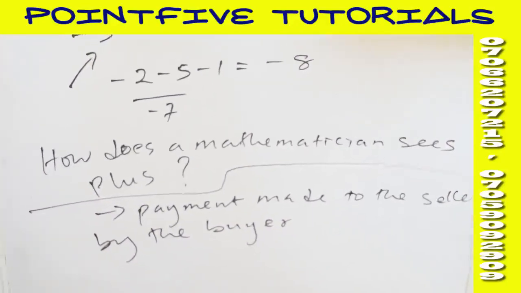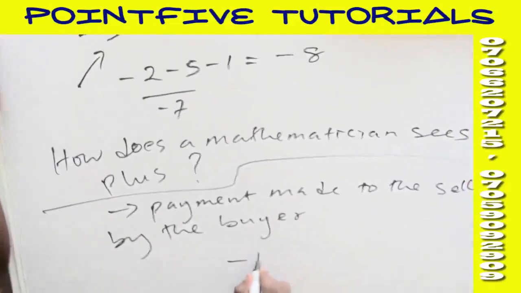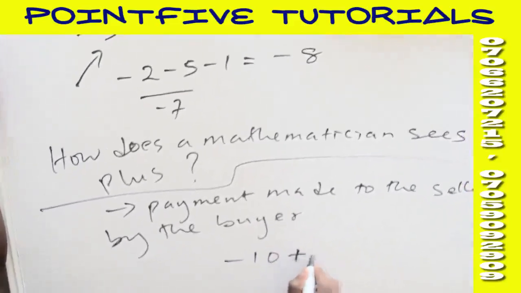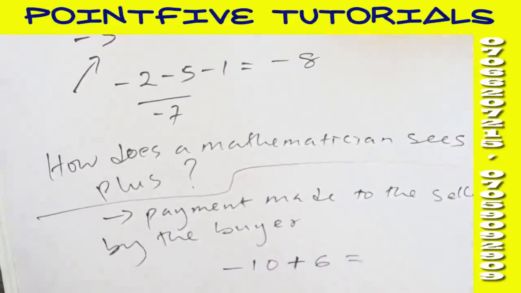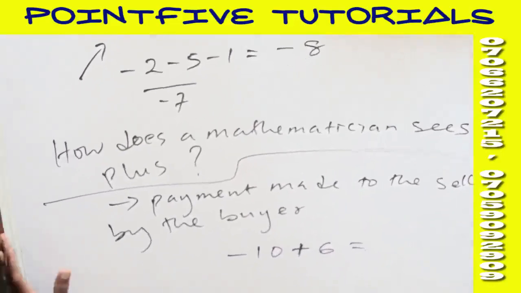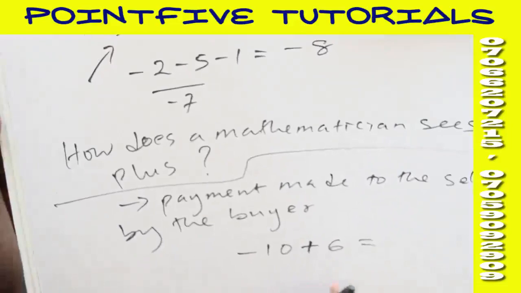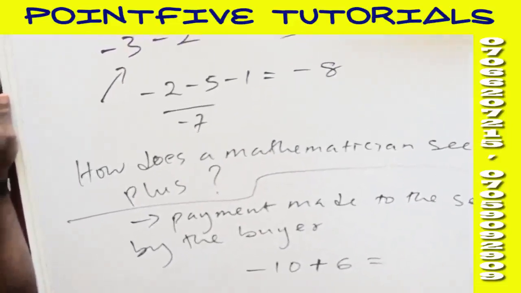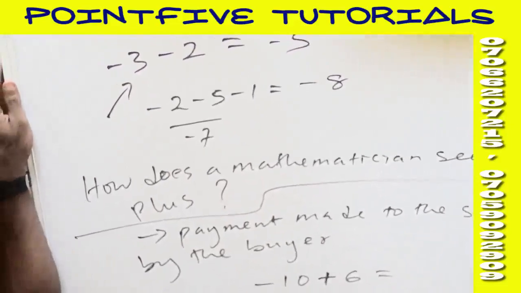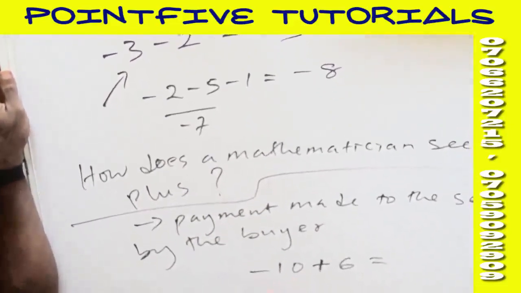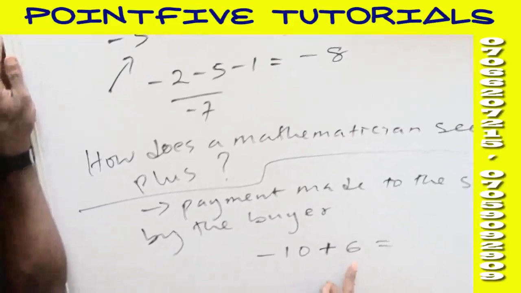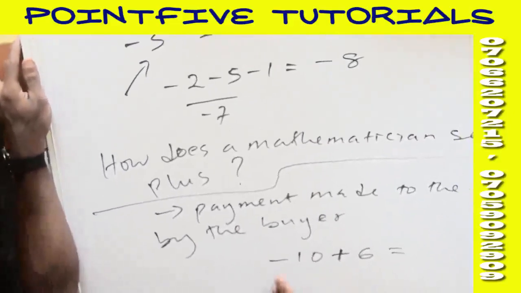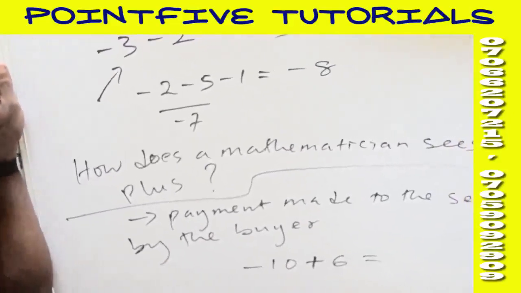So for instance, if I write here minus 10 plus 6, and I ask you what is the answer to this, I would advise you to use this concept. When you use this concept, if you master it very well, you can now come up with your own concepts. So anywhere you see minus, it means you are owing. Anywhere you see plus, it means that you are paying because you bought something or because you are owing someone.